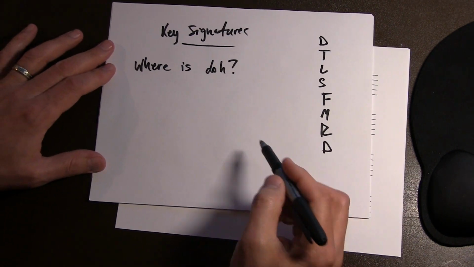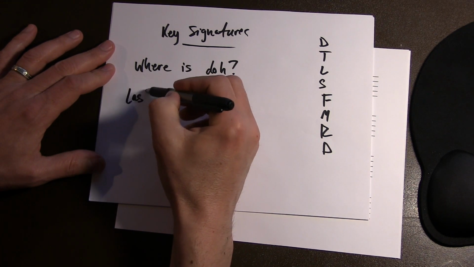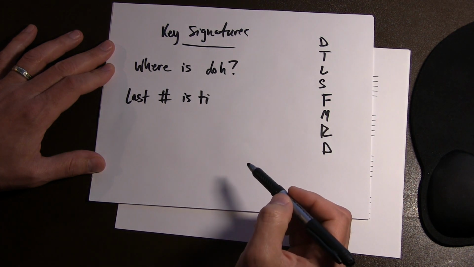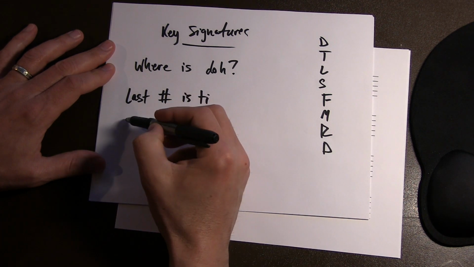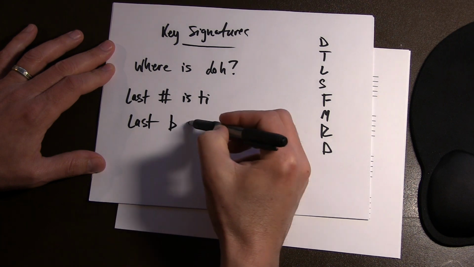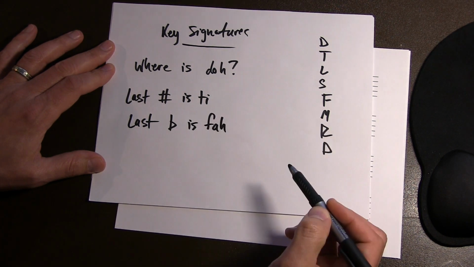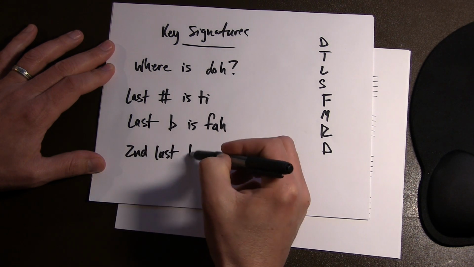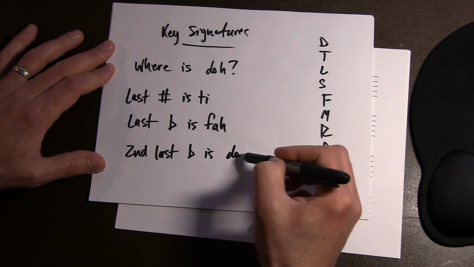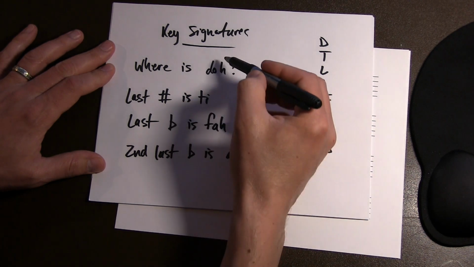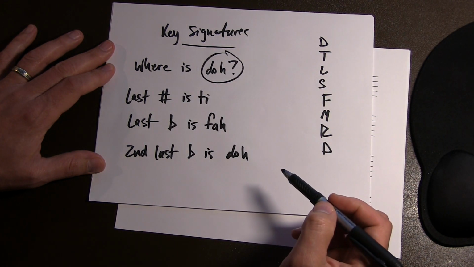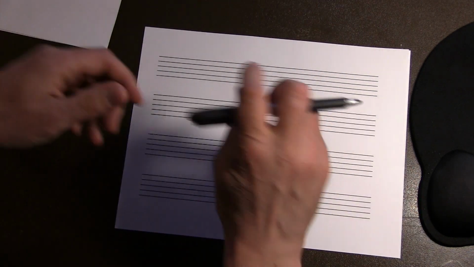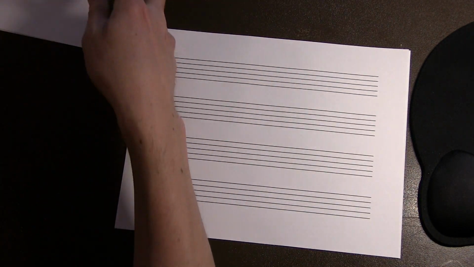3 rules, okay? Number 1, the last sharp is ti. Rule number 2, the last flat is fa. And the 3rd rule, the second last flat is do. And again, that's what we're looking for right there. The key signatures, that all boils down to that. Where is do? So let's talk about a couple of different things.